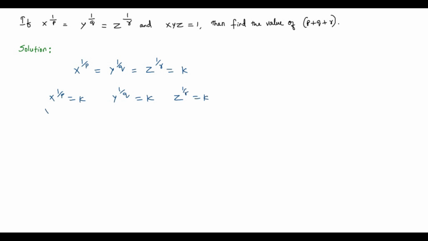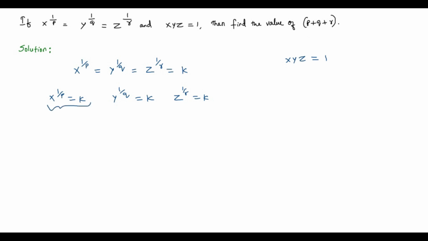From these three equations I have to get the values of x, y and z. Once I get the values of x, y, z, I can substitute them into the second information, that is x times y times z is equal to 1. When I substitute the values of x, y and z into the second equation, I may get a chance to get the value of p plus q plus r. Let's try to get the values of x, y and z.